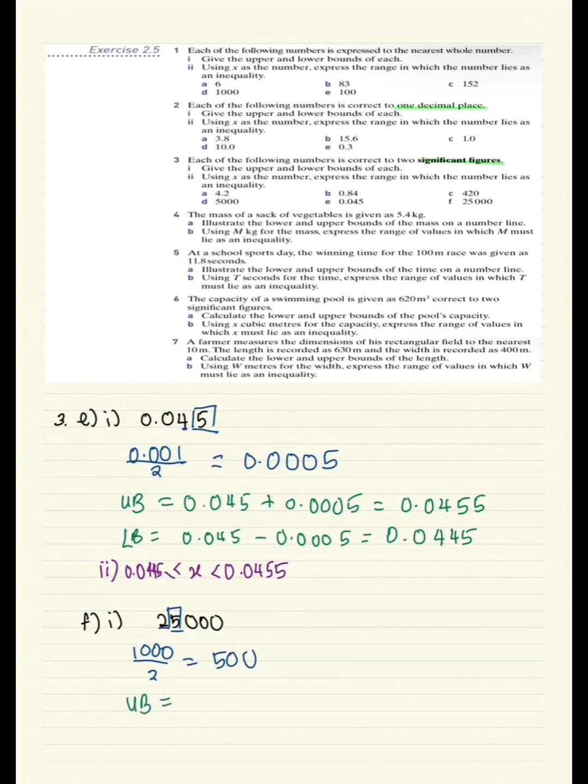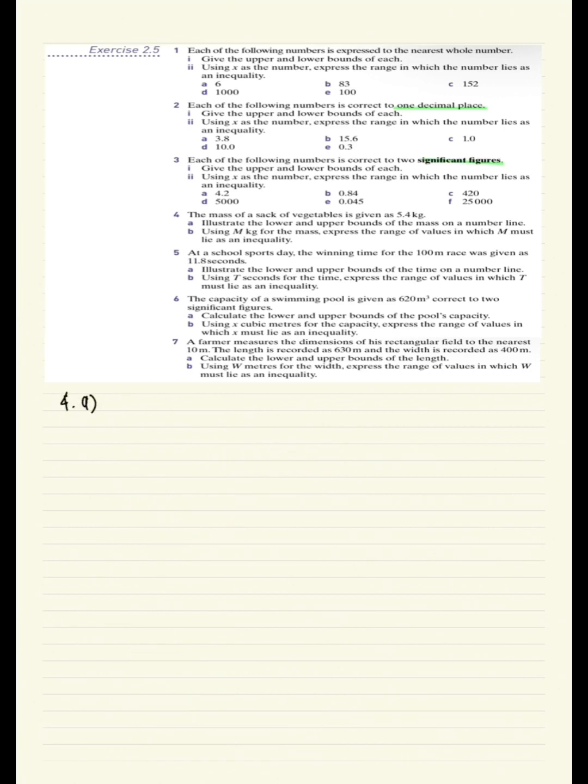So to find the upper bound, I'm going to take 25,000 plus 500, which would give me 25,500. And to find the lower bound, I'm going to take 25,000 minus 500, which would give me 24,500. Now to express the range in which this number lies, x would be more than or equivalent to 24,500 and less than 25,500.